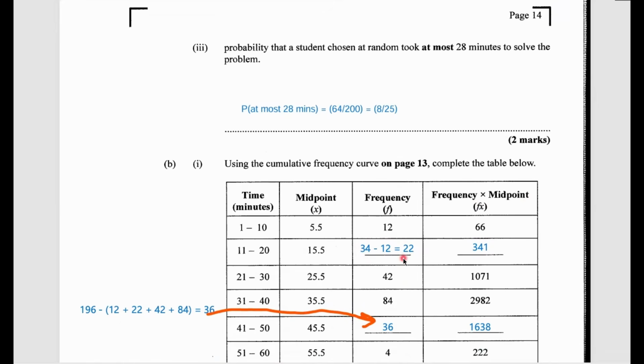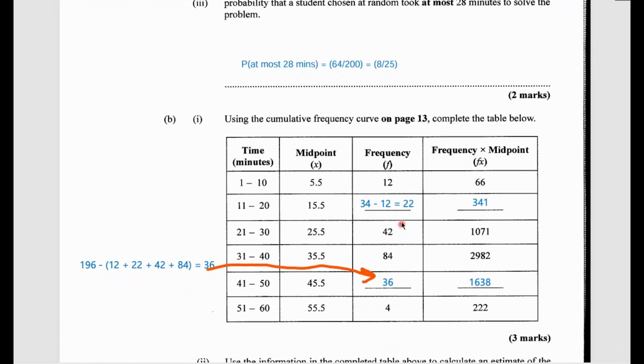Frequency by midpoint, it will just be what? You're multiplying 22 by 15.5. And if I do that on my calculator just to make sure, 22 by 15.5, I get 341. I mean, I could show it, but you might not see it. It's kind of cutting across anyway on my video. So that's that. Going down to here with 45.5. One simple way of doing this is I add everything else and subtract it from 196.